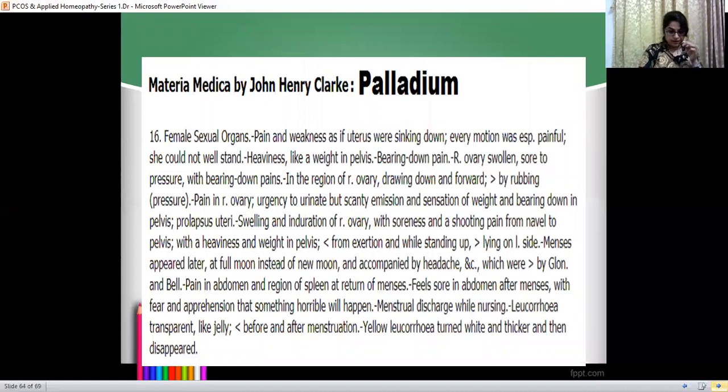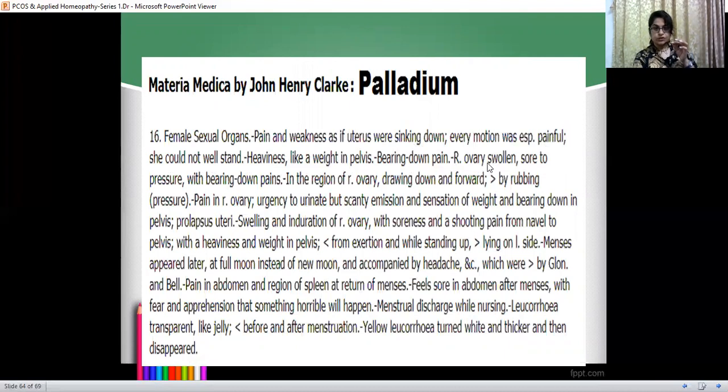Materia Medica by Clark. Clark is the next source book which I use. Palladium. Female sexual organs, pain and weakness as if the uterus was sinking down. Every motion was especially painful. She could not stand well. Heaviness like a weight in the pelvis, bearing down pain.